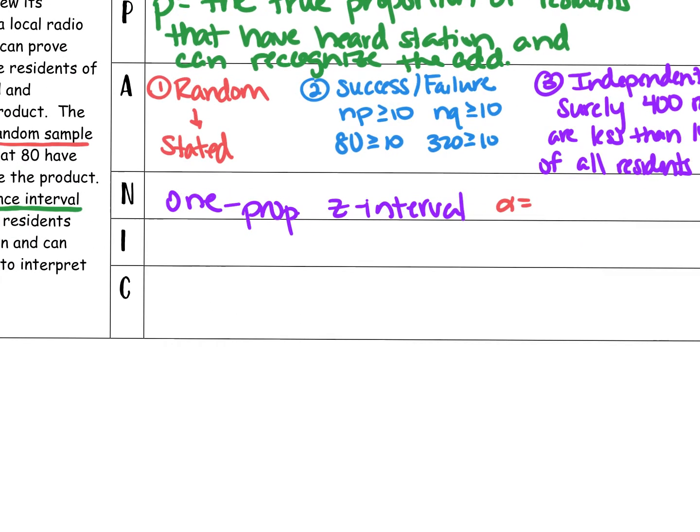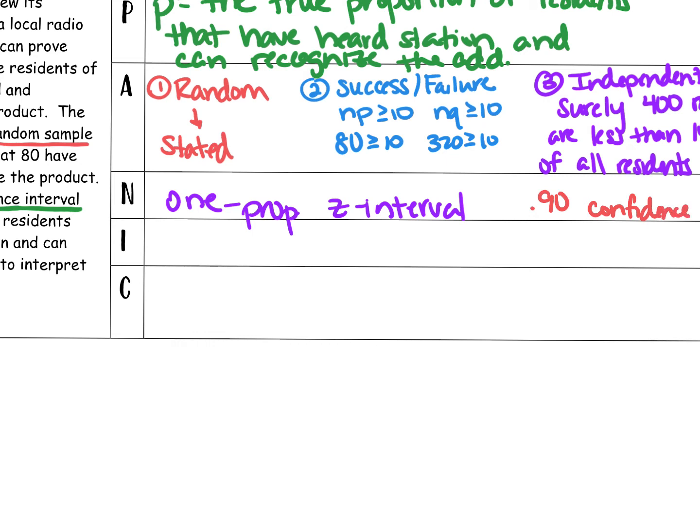So we're going to state the confidence level, actually, not alpha. We're going to state this to be 90%. So that's 90% confidence.